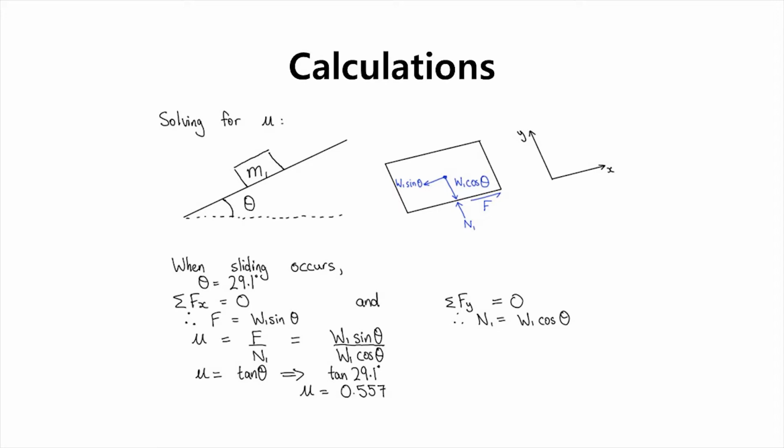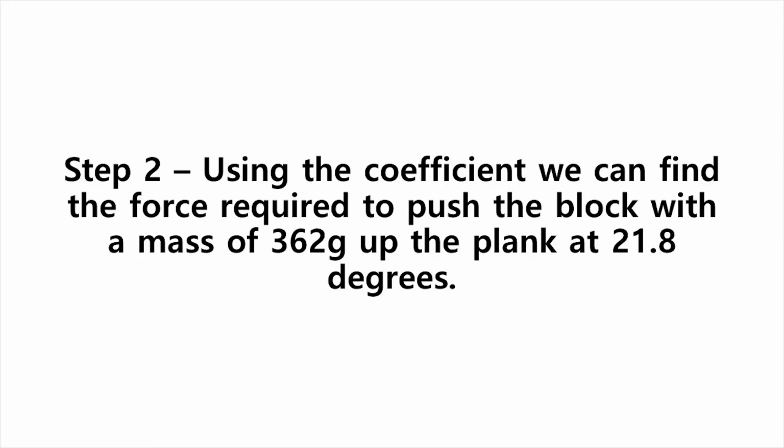We then use the equation F equals mu N, which is the friction equation, in order to find the coefficient of friction by rearranging the equation as shown. Since F equals W1 sine theta, and N is equal to W1 cos theta, and mu is equal to F over N, we can use trig identities to make mu equal to tan theta. Therefore, by substituting in 29.1 degrees into the equation, we can find the coefficient of friction, which is 0.557.